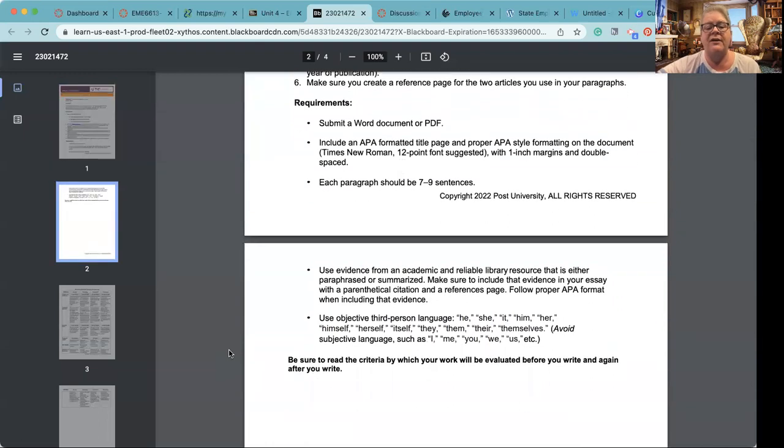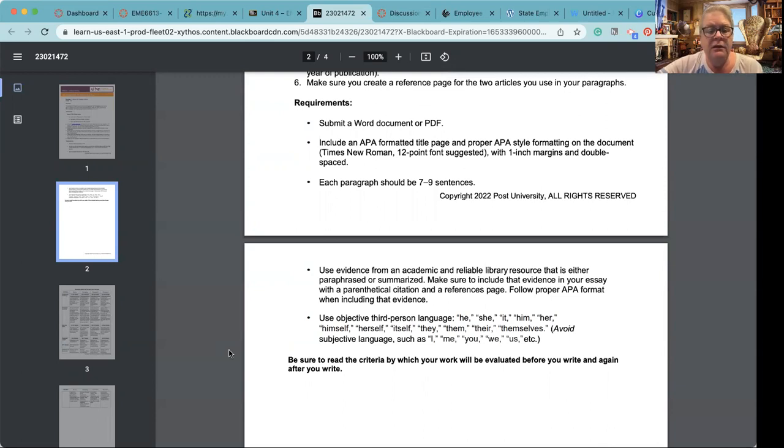You want to use evidence that comes from a good academic, reliable library source. And it says paraphrased or summarized. Either way, you're putting it in your own words as opposed to using a direct quote. You can also include a quote if you want to, but make sure something is included that is paraphrased or summarized.